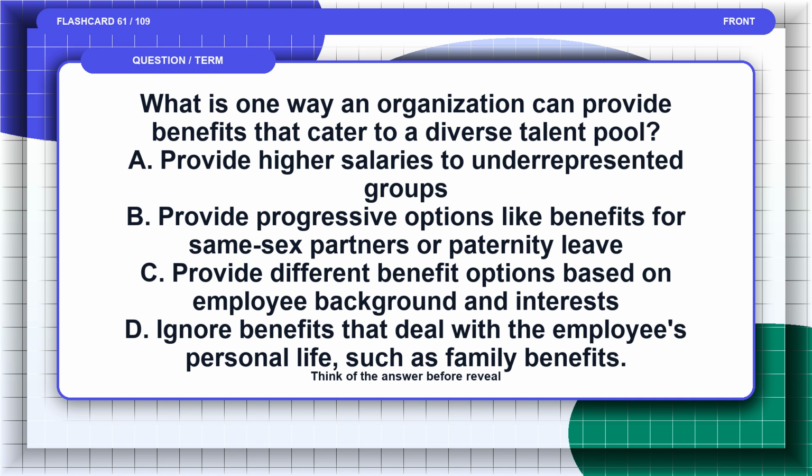C. Provide different benefit options based on employee background and interests. D. Ignore benefits that deal with the employee's personal life, such as family benefits. Pause and think of the answer before the reveal.